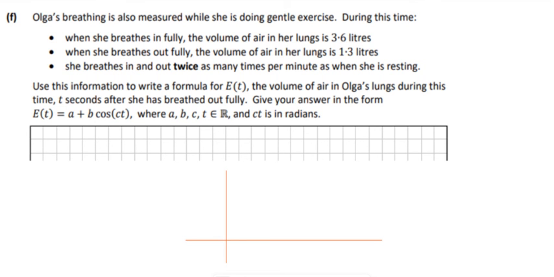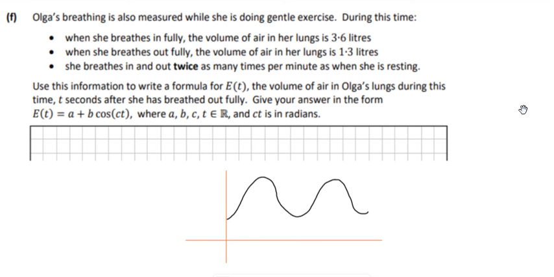So it's going to start here. She's going to breathe in first, and then breathe out, and breathe in, breathe out, and so on. So she breathes in fully. The volume of air in her lungs is 3.6 liters, and when she breathes out fully, the volume of air in her lungs is 1.3. So she breathes in and out twice as fast.